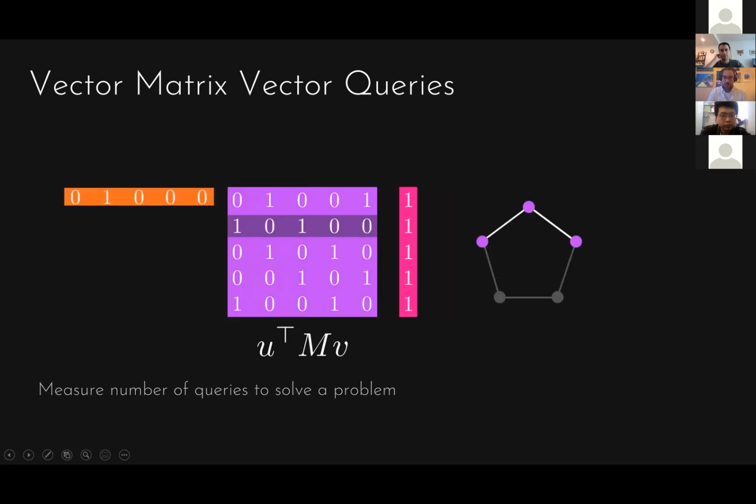So one thing you can do, for example, is simulate a whole bunch of graph queries in this model. Here, this is the adjacency matrix for the 5-cycle. And if you get an indicator vector for one vector and the all-ones vector for the other, then you get the row. The row is just the degree. So you can query edges, degrees. You can find random edges. You can find random neighbors, specific neighbors, cuts, etc.